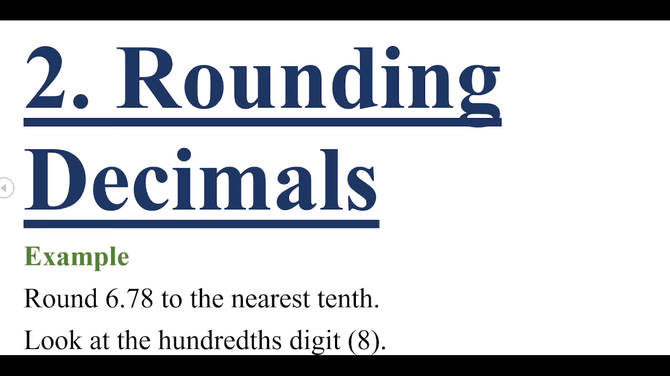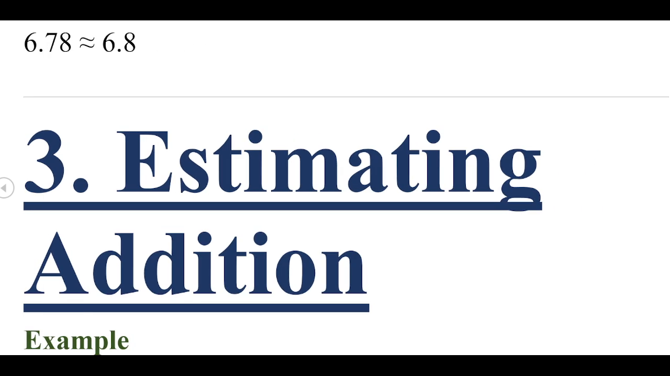Rounding decimals. We can see the same rule applies to decimals. Round 6.78 to the nearest tenth. Look at the number 8. 8 is greater than 5. Round up. The answer is 6.8.